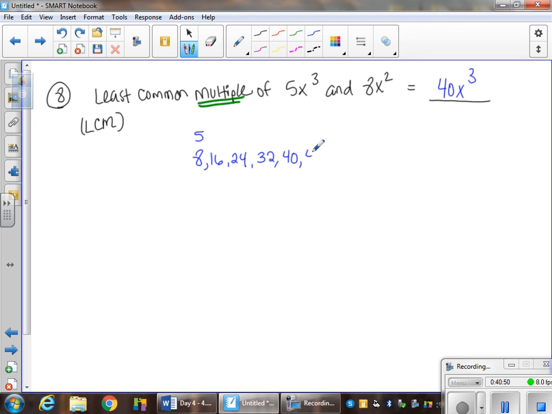Let's just do one more for good measure. Let's pretend 40 did not stick out to me. Well, now I start counting by 5s. 10, 15, 20, 25, 30, 35, 40. Hey, look at that. 40. So that is the least, meaning smallest, common to both lists, multiple. All of these are multiples of 5. All of these are multiples of 8, and they have it in common.